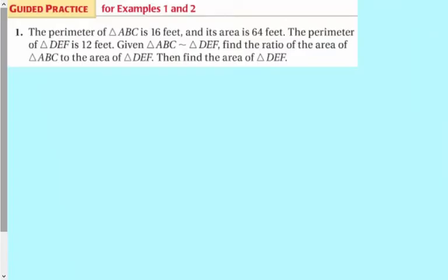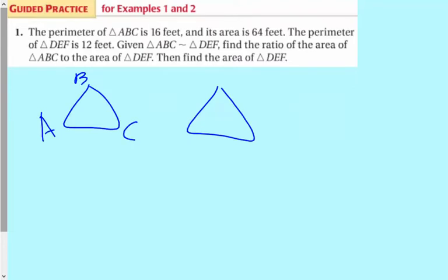Okay, the perimeter of triangle ABC is 16 and the area is 64. The perimeter of DEF is 12. Given the fact that they're similar, find the ratio of the area of the two triangles, then find the actual area. So what I'm going to do is draw some pictures here. We'll call this one A, B, C. There's just a ton of words here. There's a lot going on.